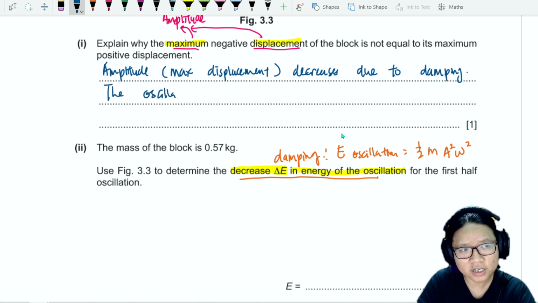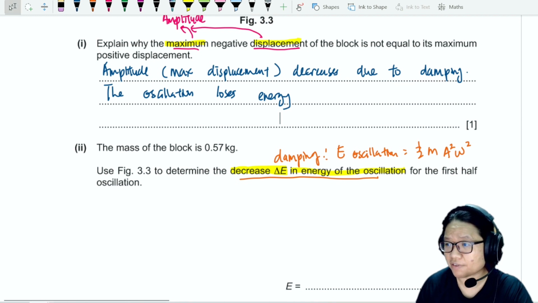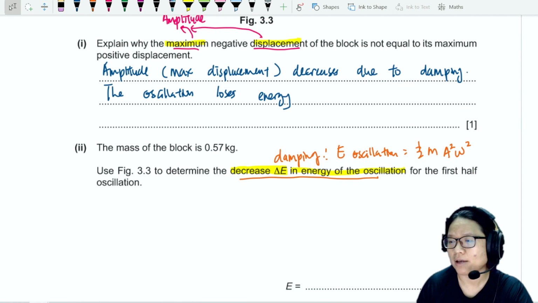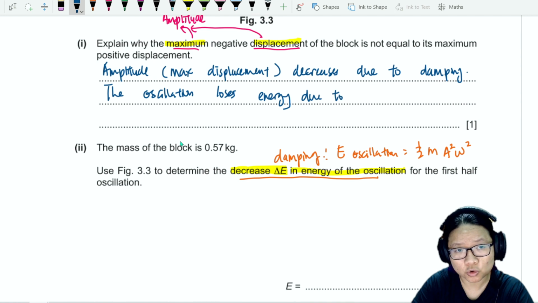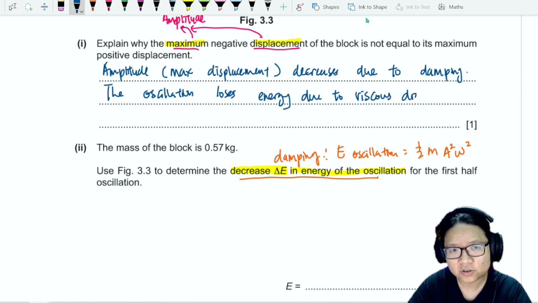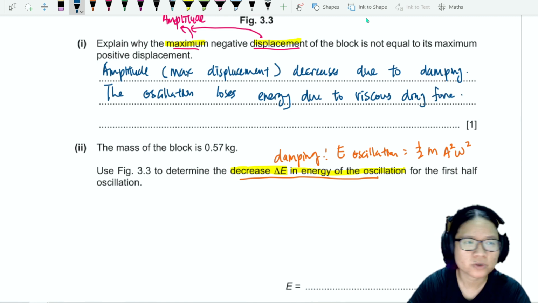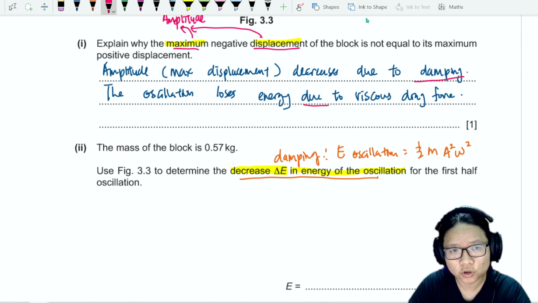The oscillation loses energy. If you want to level up a bit more, you should also mention what causes energy to be lost. It loses energy due to either friction or viscous drag. Remember this, AS1, that's this viscous drag. The mark here is actually when you say that there is damping due to viscous drag.